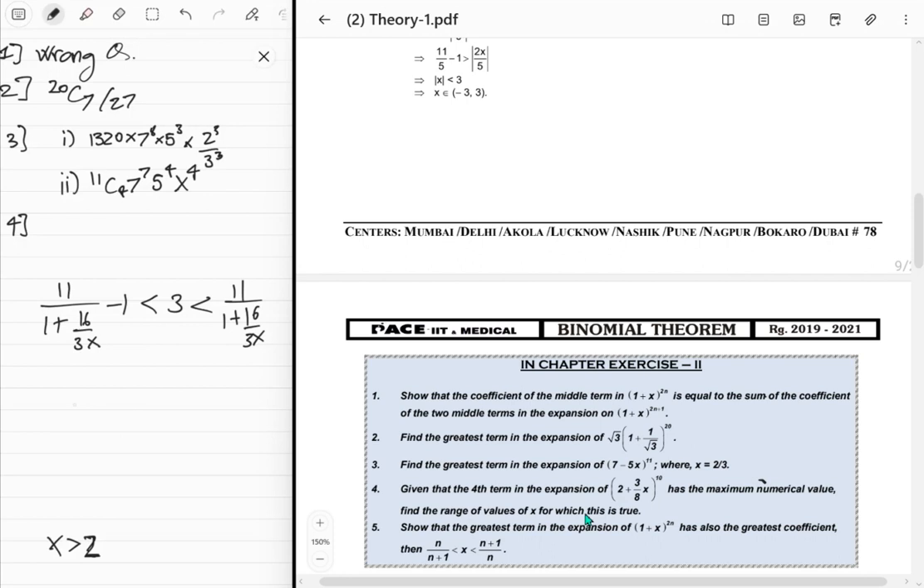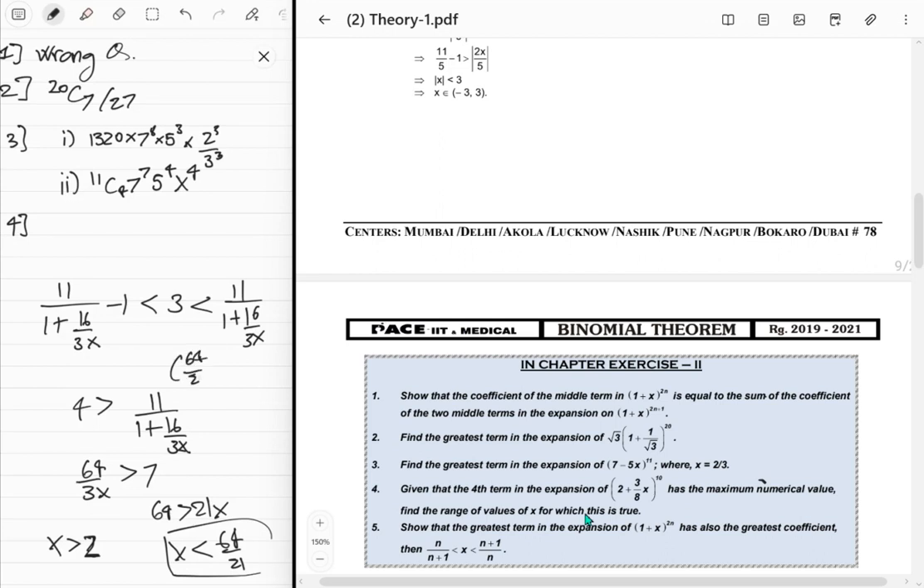And then, over here, 4 is bigger than 11 upon 1 plus 16 upon 3x. So then it just becomes 64 upon 3x is bigger than, it should be 11 minus 4, so it's 7. So that just means 64 is bigger than 21x. So x is less than 64 upon 21. So there we go. You got a positive range, which is going to be 2 to 64 upon 21.